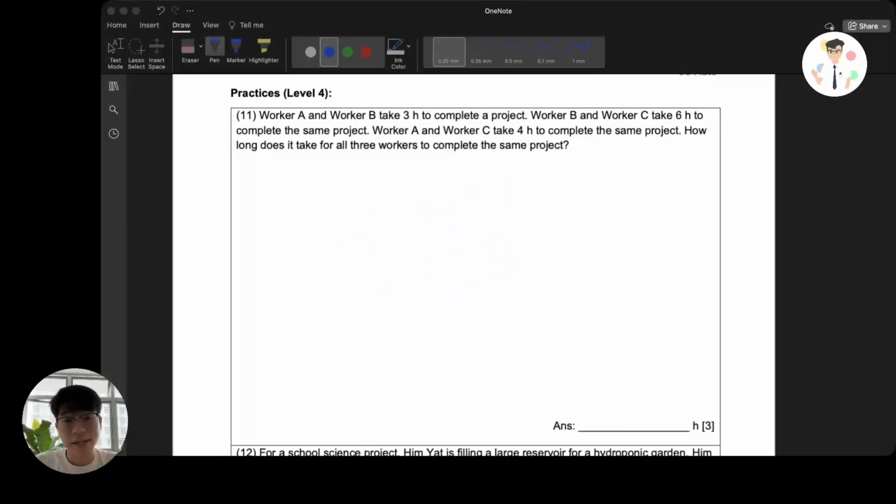Welcome back to Digital class, and now we're looking at level 4. Wow, this is even an advanced rate of change question. It says that worker A and worker B take 3 hours to complete a project.